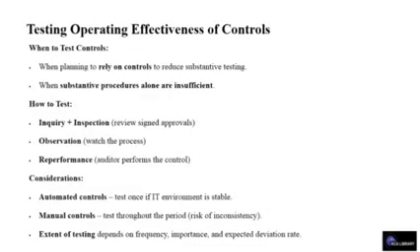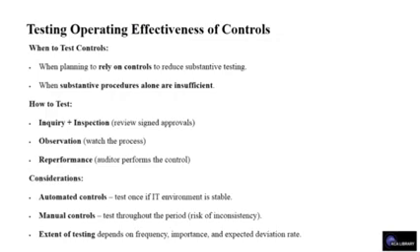Looking at testing the operating effectiveness of control, this deals with when to test control. Control is tested when planning to rely on control to reduce substantive testing, and when substantive procedures alone are insufficient. Ways to test are inquiry plus inspection, which is reviewing signed approval. Another is observation, that is, watching the process. The last way to test operating effectiveness of control is re-performance, where the auditor performs the control.